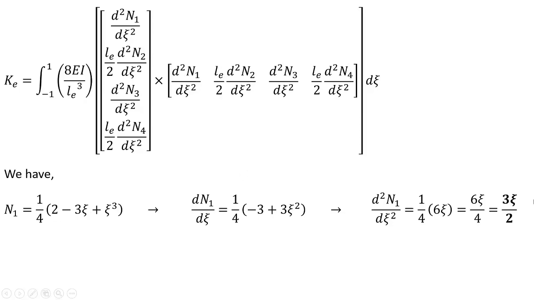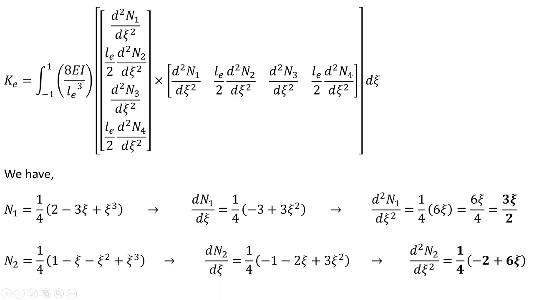Similarly I need to differentiate n2 twice, so that I have done here. We know this is the shape function for slope n2. Once I differentiate, I'll get this, where 1 is a constant, zeta gives 1, zeta square gives 2 zeta, zeta cube gives 3 zeta square. Once again differentiating, 1 is a constant, 0, then I am left with minus 2, and once again this is 6 zeta. So this is the value of d square n2 divided by d zeta square.